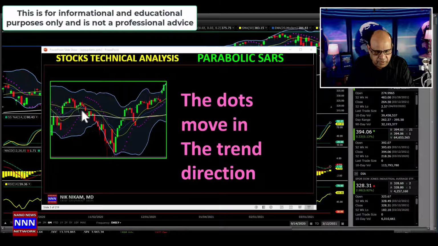Here we have a downward trend, so the dots are placed above the candles and move in the direction of the trend. Here we have a change in the direction of the trend, so the dots are moving in the direction of the trend. Trend is your only friend in real-time trading, and money is the only thing that can make your account change.